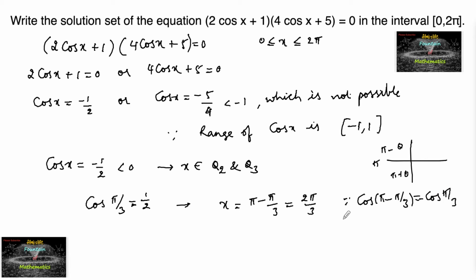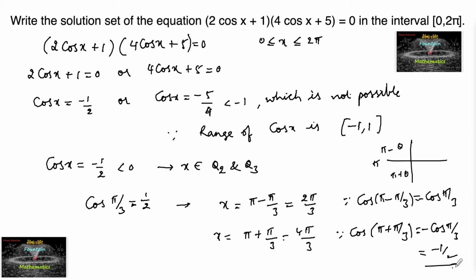Which is equal to minus half, and also x is equal to pi plus pi by 3, which is equal to 4 pi by 3, since cos of pi plus pi by 3 is again minus cos pi by 3, that is minus half. So we can consider in the interval 0 to 2 pi, x is equal to 2 pi by 3 and x is equal to 4 pi by 3 is the solution set.